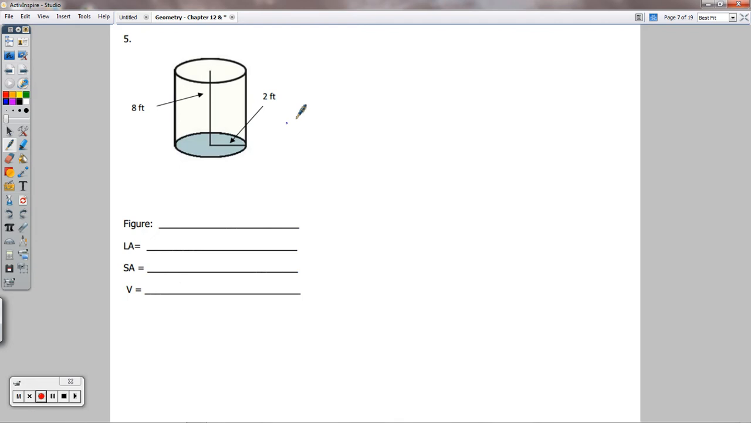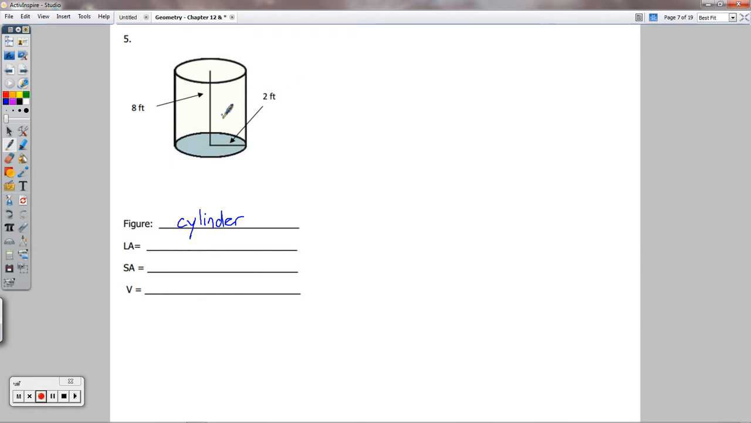Now we have a cylinder. So this figure is just a cylinder. You could say a right cylinder because it is at a right angle, or it's not on a slant at all, but we'll just say cylinder is acceptable. Lateral area for a cylinder is this part around it.